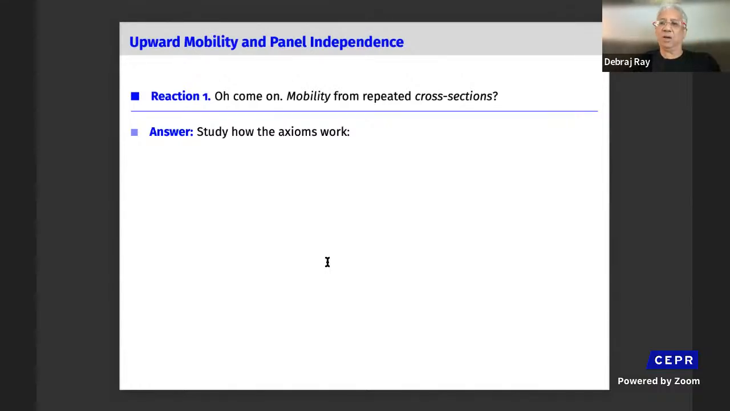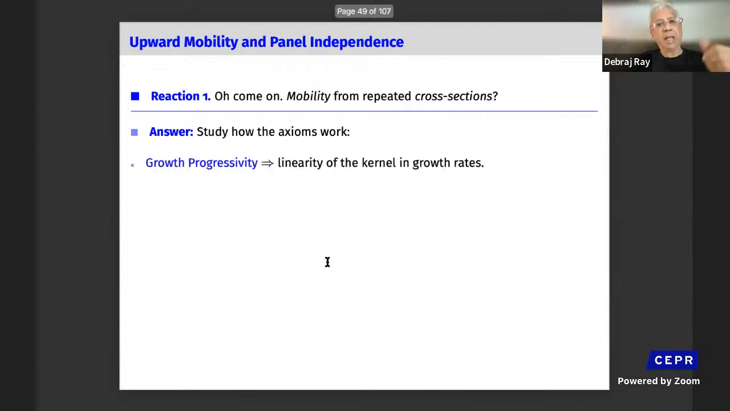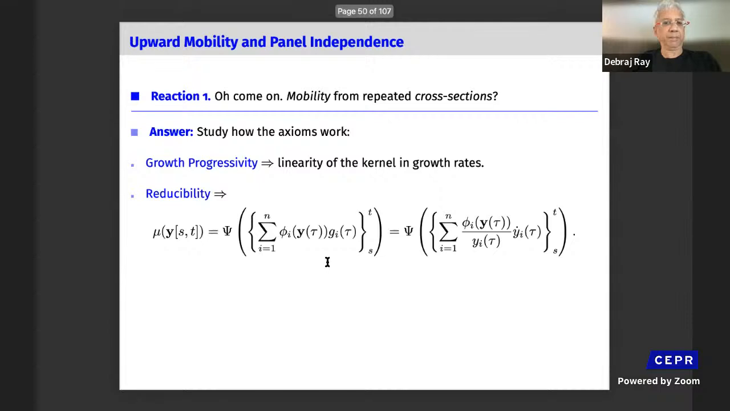Okay. Well, my answer is let's talk about it calmly. Let's study how the axioms work first. The first thing, remember, I said, is that growth progressivity implies linearity of the mobility kernel in growth rates. Remember that and keep it in mind. The second thing we did was we took reducibility. We said reducibility means that we can write down overall mobility as a function of all the mobility kernels.